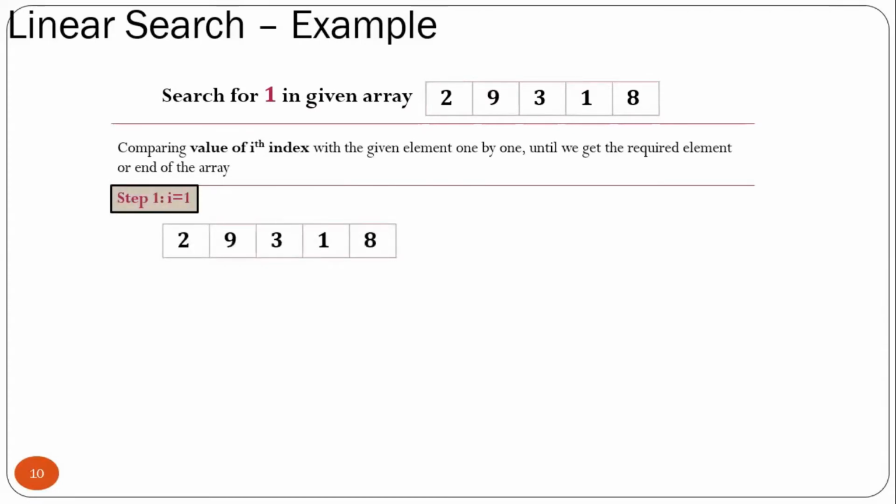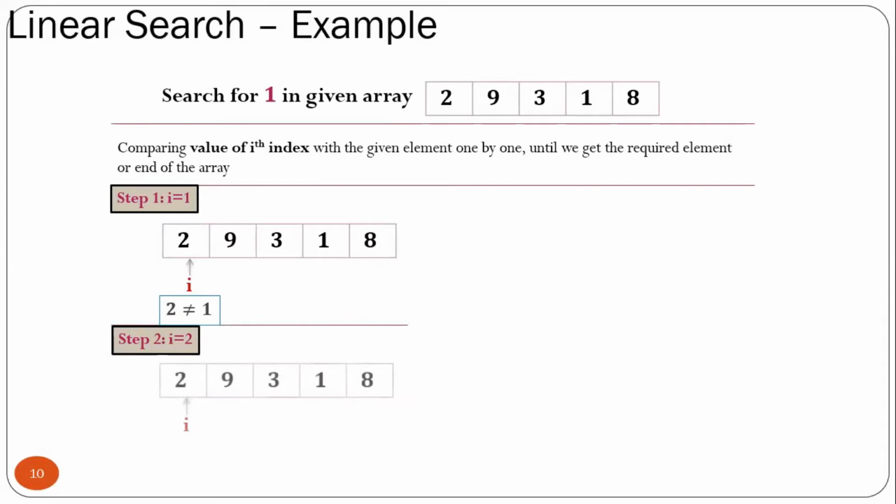Suppose I'll search for 1 in the given array. 2, 9, 3, 1, 8 is the given numbers, and they are positioned at indexes 1, 2, 3, 4, and 5. For I equal to 1, it will go to the first element in the list, that is 2, and 2 is not equal to 1. So increment I by 1, it will move to I equal to 2. Now compare 9 with 1, it is not equal. Then again increment I by 1, so I is equal to 3.